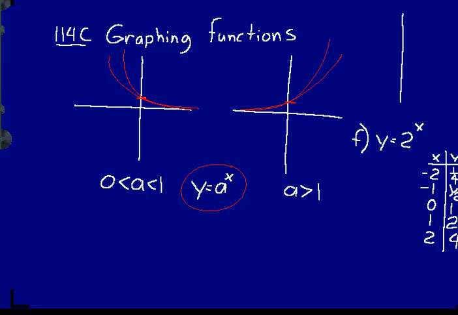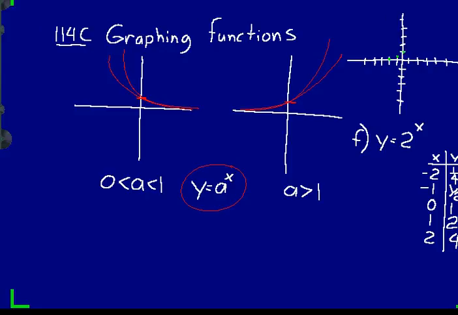Let's make an xy axis. Put some tick marks on there. And let's go ahead and graph this. We'll plot our points first. When x is -2, y is equal to 1/4. So that's a really small number there. When x is -1, y is 1/2, so about right there.